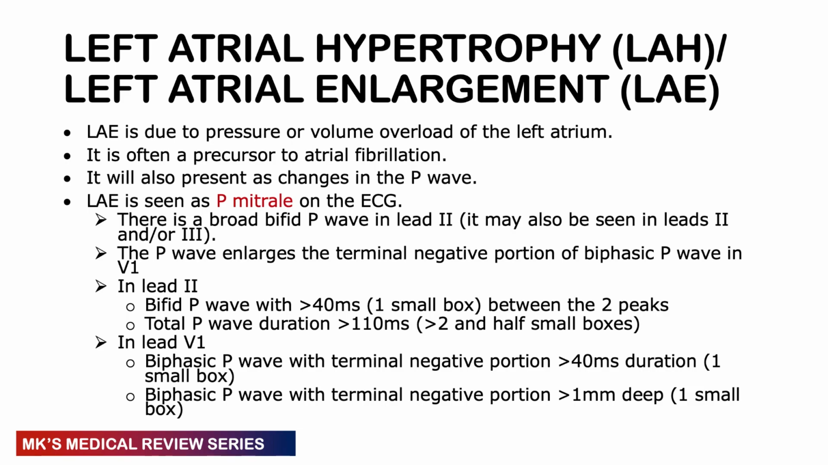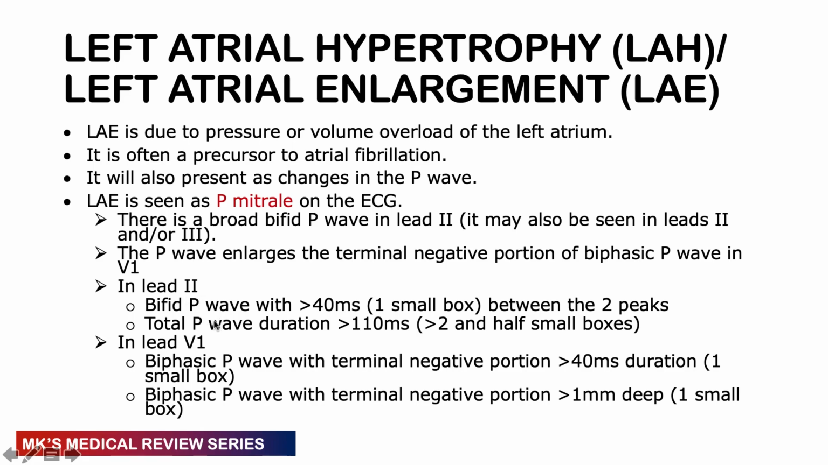So what does this look like on our ECG? You're going to get an ECG that has like two humps. We call this a bifid P wave. So you're going to get a broad bifid P wave, which is best seen in lead 2. We can also see it in lead 3, and in our inferior leads. Then of course your P wave is going to enlarge with the terminal negative portion in the biphasic P wave in V1. Remember that negative portion, the second part in V1, is going to be much deeper than usual. So what's our diagnostic criteria?